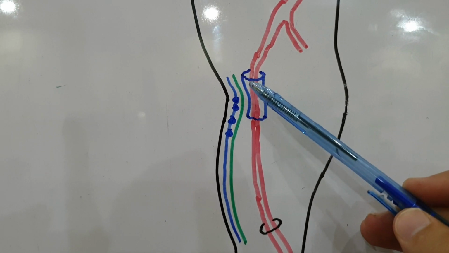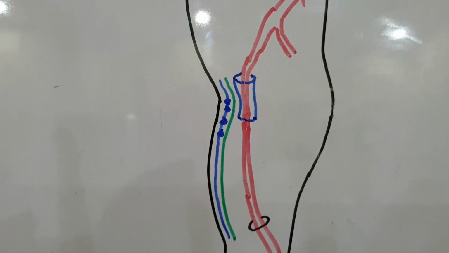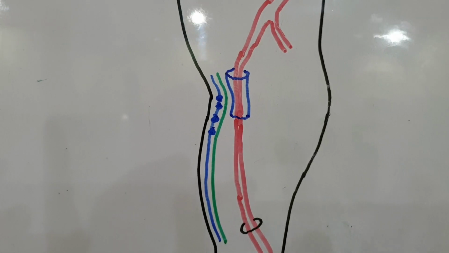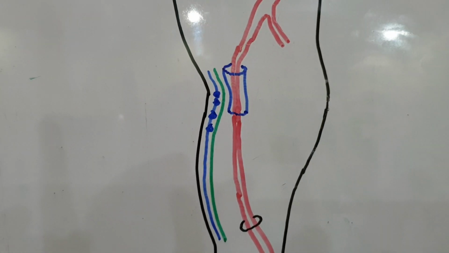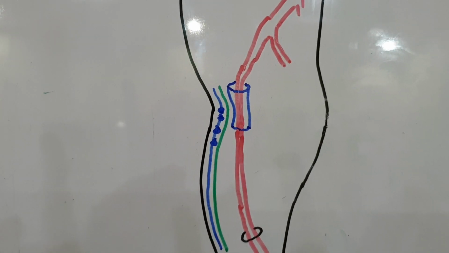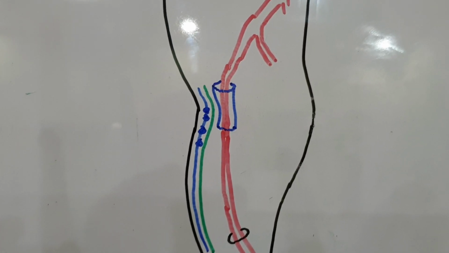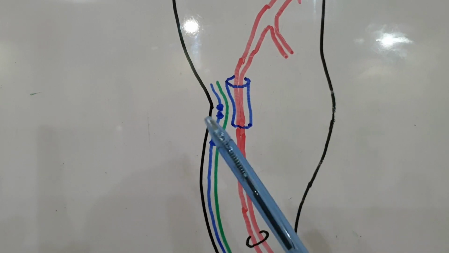And one structure which I have not drawn here is this femoral branch of genitofemoral nerve, which lies anterior to the artery inside the femoral sheath. So these are the relations of the femoral artery in the femoral triangle anteriorly. So once again I'll repeat.